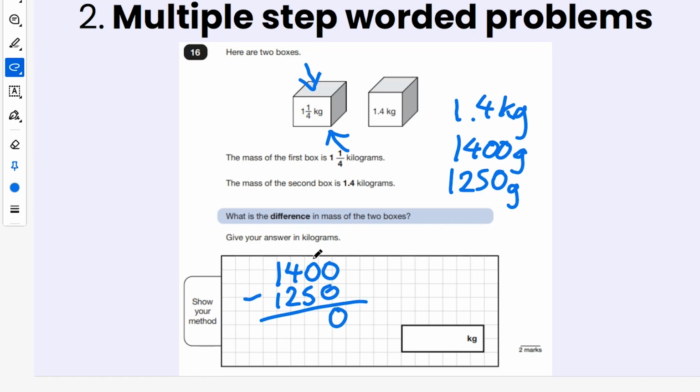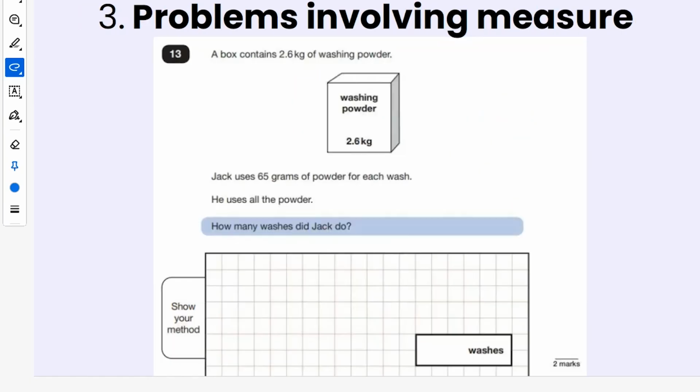0 take away 0 is 0. 0 take away 5 we can't do. That becomes 3. That becomes 10. 10 take away 5 is 5. 3 take away 2 is 1. And 1 take away 1 is 0. Meaning that the difference between these two in kilograms is going to be 0.150. Okay. If I was to write it in grams, it would be 150 grams, but they want the answer in kilograms. So there you can see another multiple step worded problem. And again, it's worth 2 marks.